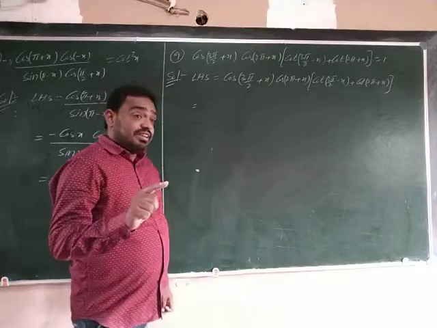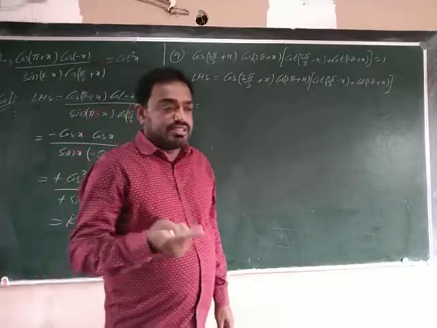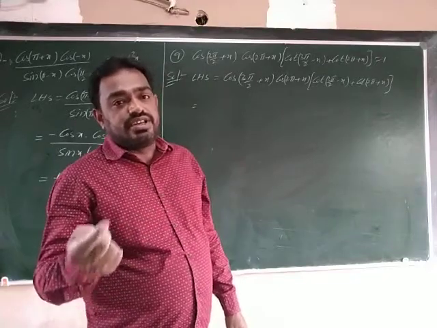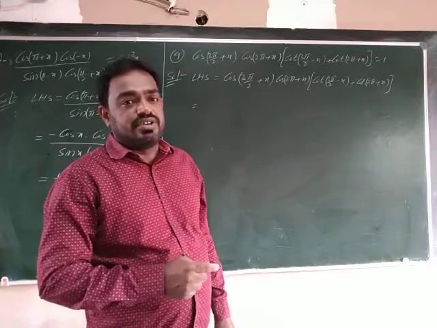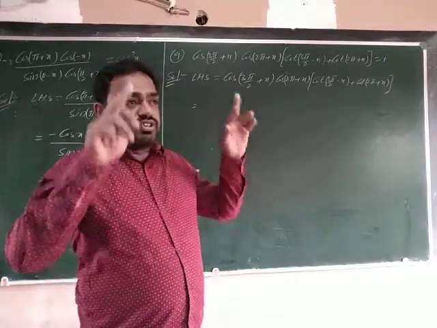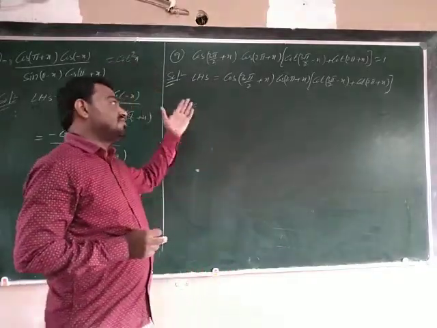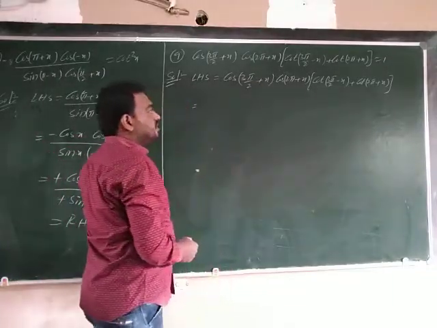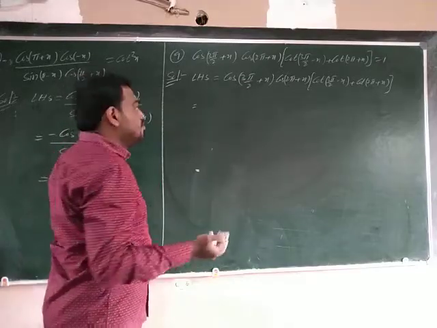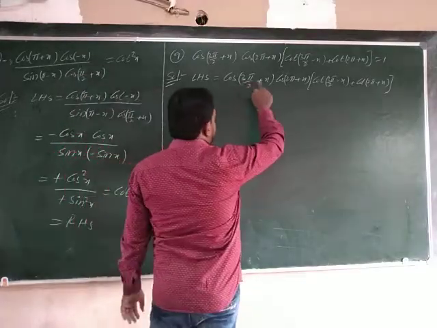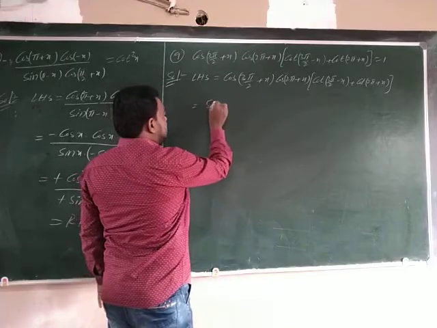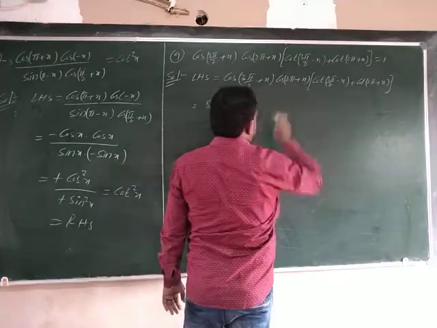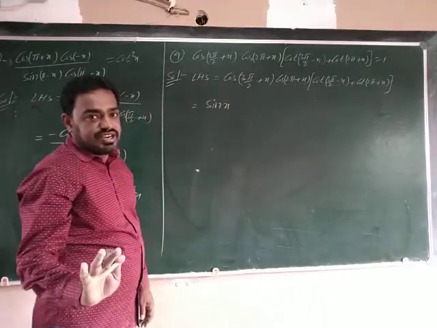For 90 plus or minus theta and 270 plus or minus theta, the trigonometric functions change. For 180 plus or minus theta and 360 plus or minus theta, the trigonometric functions do not change. So once you know the table, you can easily solve these problems. See, cos 3 pi by 2 plus x, 270 plus x, is in the fourth quadrant. In the fourth, cos is positive. For 270 plus x, the function changes, cos changes to sin. So sin x. Next, cos 2 pi plus x, for 2 pi the function does not change.